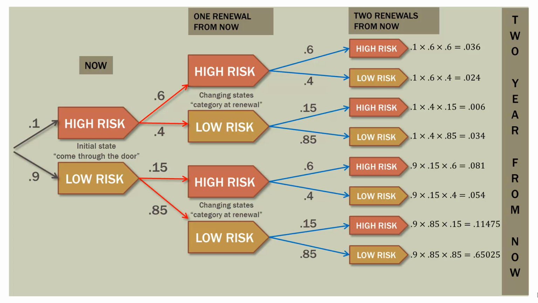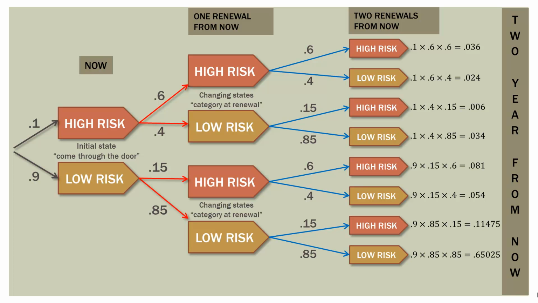Unfortunately, they have a ticket again, so they're put in high risk again. The probability of that happening is 0.6. So then over the next 12 months, they have a ticket again, so they're put in high risk again. The probability of that happening is 0.6. So to find the probability that someone comes in, is signed up as high risk, the next year they're high risk, the year after that they're high risk, that probability is 0.036, or 3.6%.